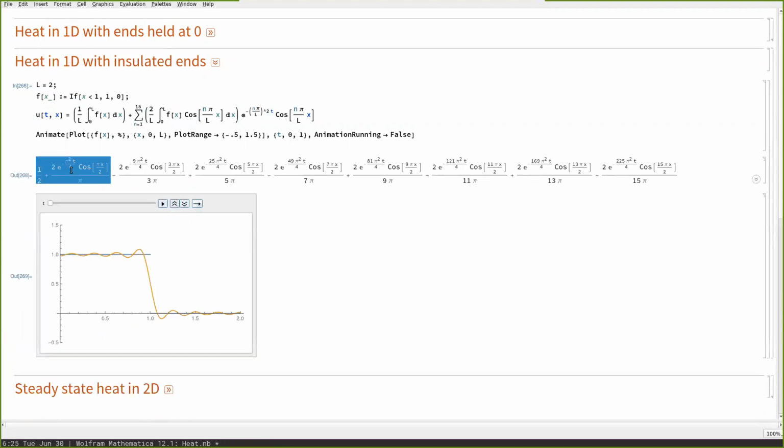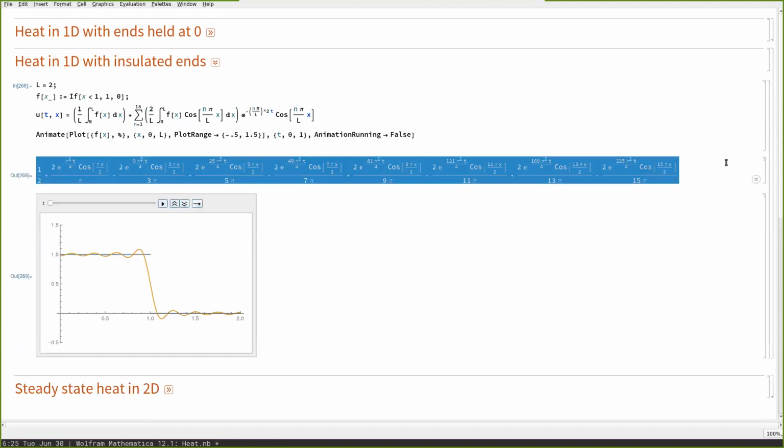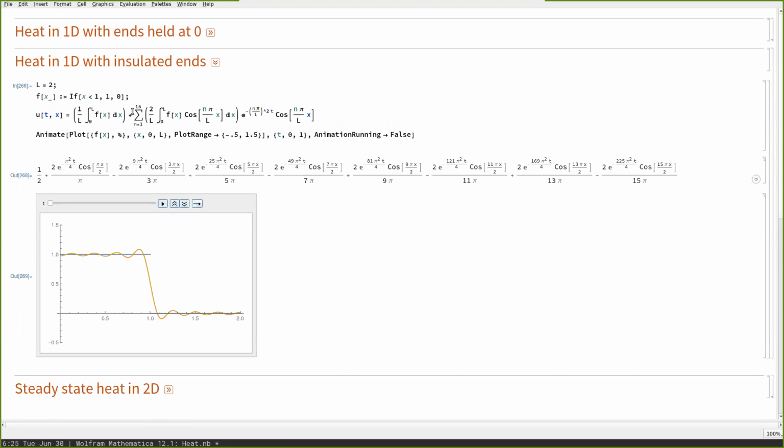So here's my Fourier cosine series up until the first 15 terms. And that series at time 0 is the gold function, which approximates the blue initial temperature distribution. So again, this time I'm insulating the ends. Let's run time and see what the picture looks like.